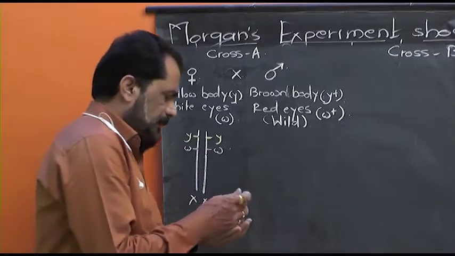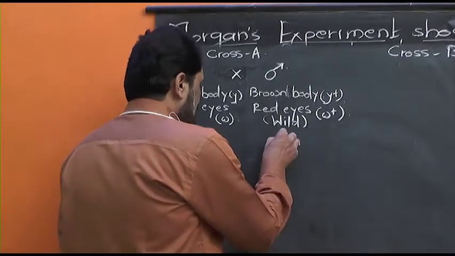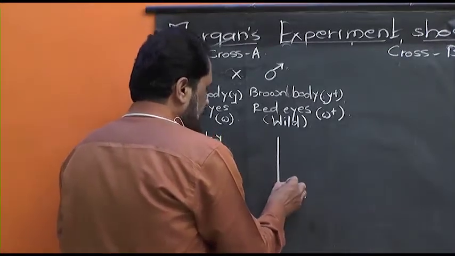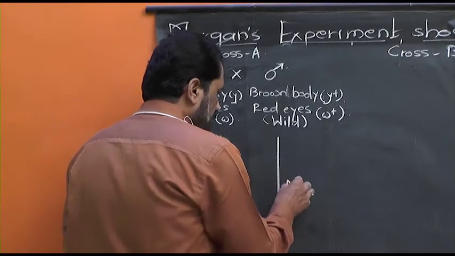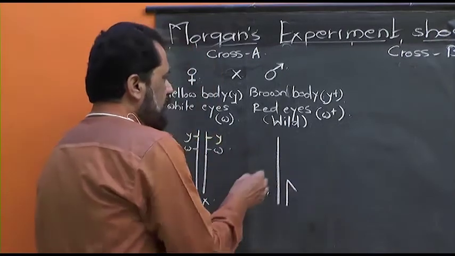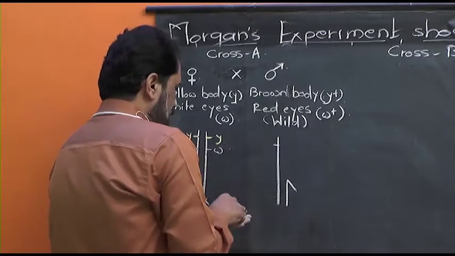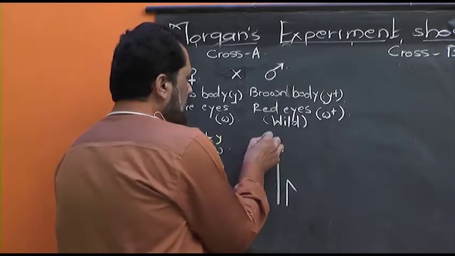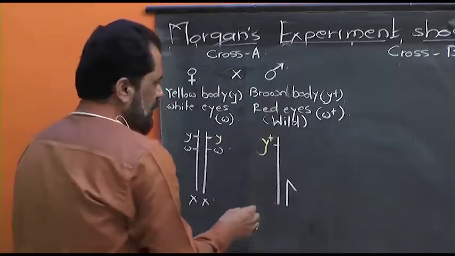On the other hand, here we can show the genetic constitution of male, wild male in this manner, such as the brown body y plus.